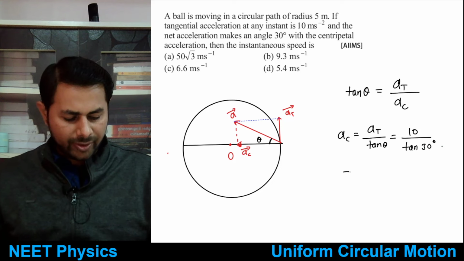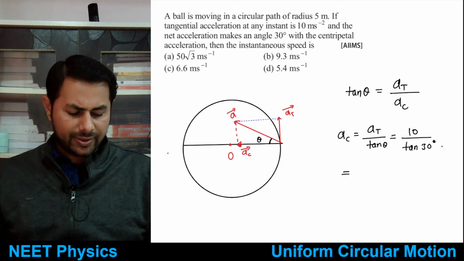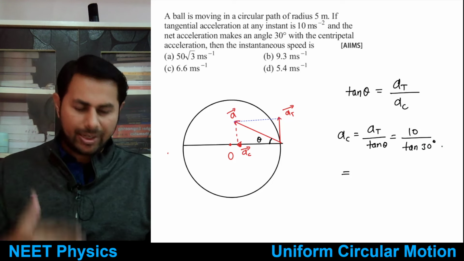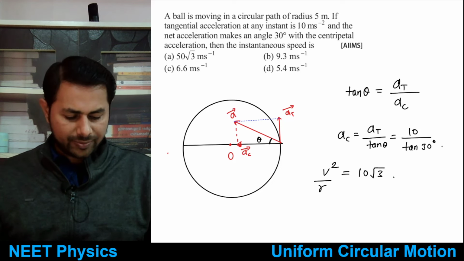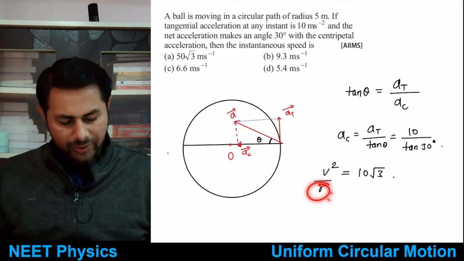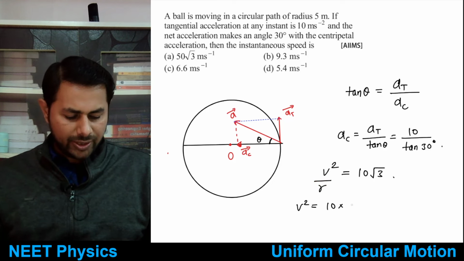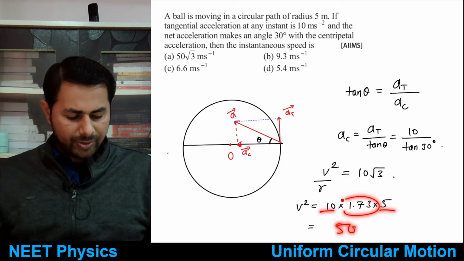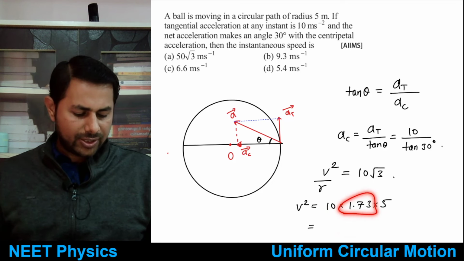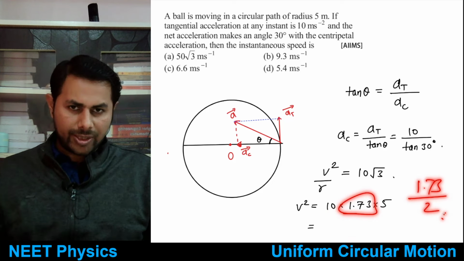What is tan of 30? 1 by root 3, right? So it will be 1 by root 3 in the denominator, so 10 root 3 in the numerator, and that is your v square by r. Then you have r equals 5, so move that to the other side. So v square is equal to 10 times root 3, that is 1.732, times 5. So this is 50 times 1.73, so I will just take 173 divided by 2. I have multiplied by 100 and am dividing by 2.